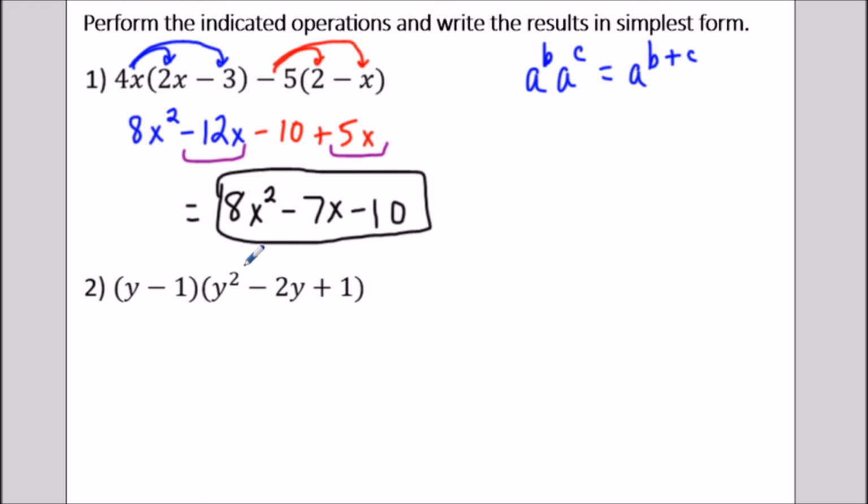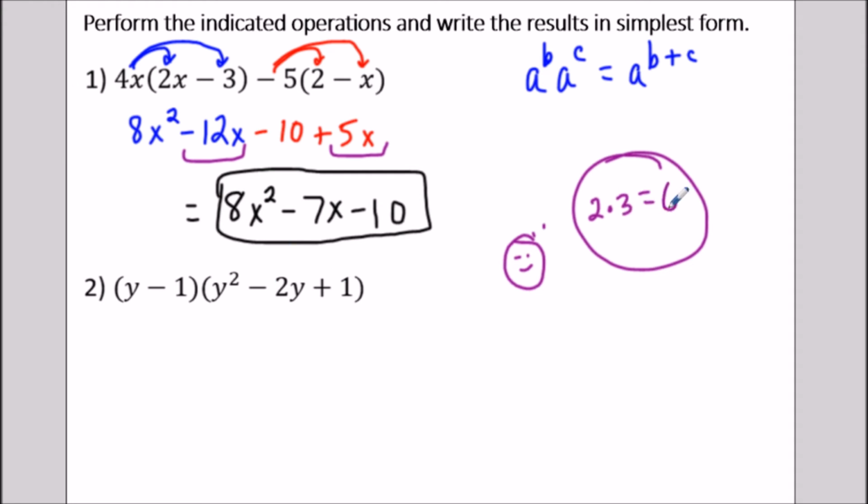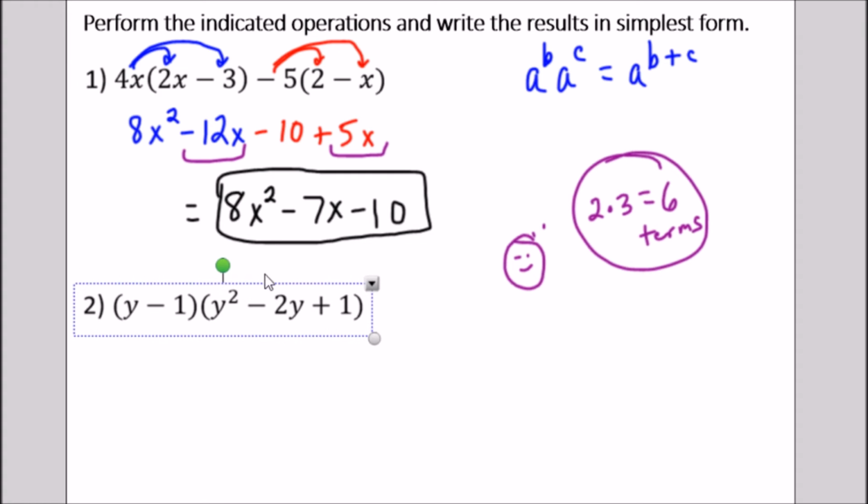Now for the second question here, we're going to use the distributive property. A little mental trick that I use is that when I'm multiplying these two things together, I see the first factor has 2 terms and the second factor has 3 terms. So I know at the end that I should have 6 terms, because sometimes students will miss some of the terms as they're multiplying. This is just a little mental trick I use to make sure that I have all the terms, and you'll see what I mean by that in a moment.